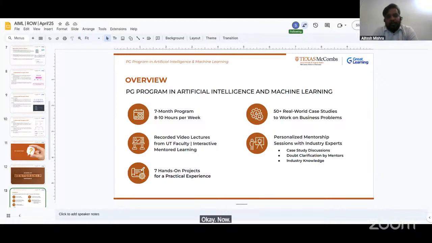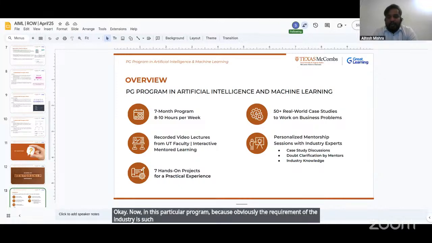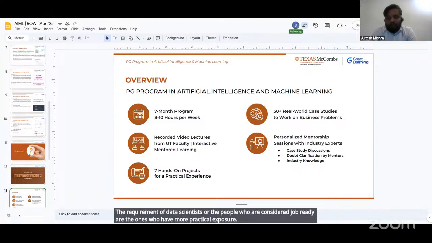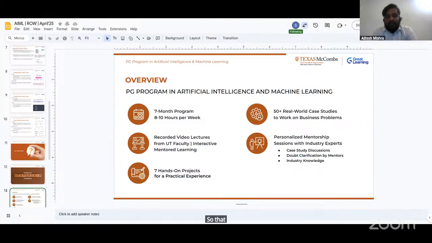Now, in this particular program, obviously the requirement of the industry is such that you should be job ready, practically proficient, if you are looking for better opportunities. That's the case pretty much across the globe, be it in the African, Gulf, European, or US market, or in the Southeast Asian market. The people who are considered job ready are the ones who have more practical exposure. So in this course, we provide you with more hands-on projects. There will be 7+ hands-on projects. You will have case study discussions and an understanding of industry based knowledge from your mentors in these live sessions. So that is how we plan to make you more marketable and employable. Okay.